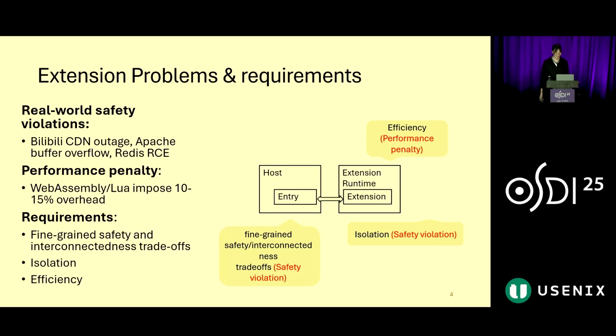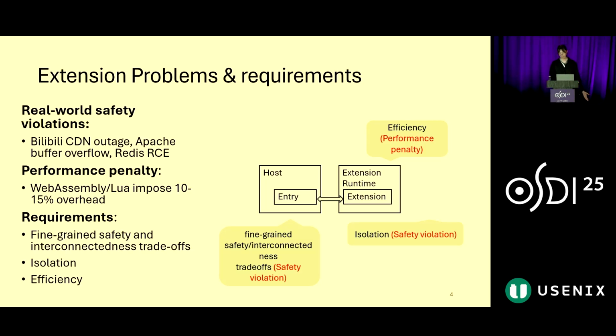Extension frameworks need three key features, as shown in the figure. First, a fine-grained safety-interconnectedness trade-off. Extensions need to interact with the applications by reading data and calling functions. For example, a firewall extension needs to read request headers and decide whether to block or allow the request, while a monitoring extension needs read-only access.